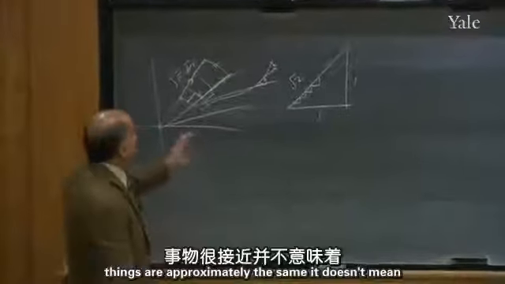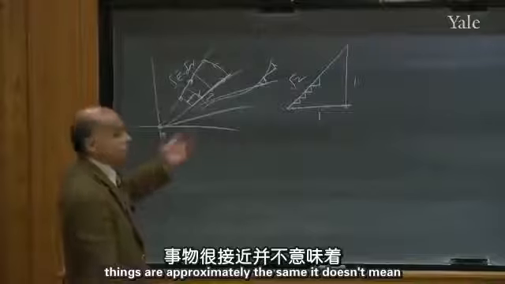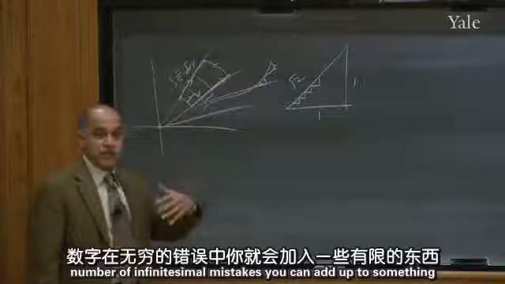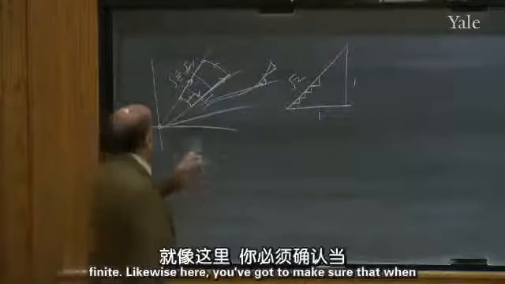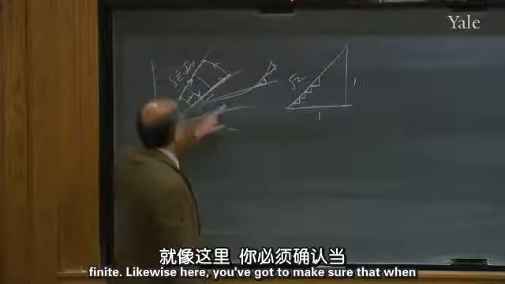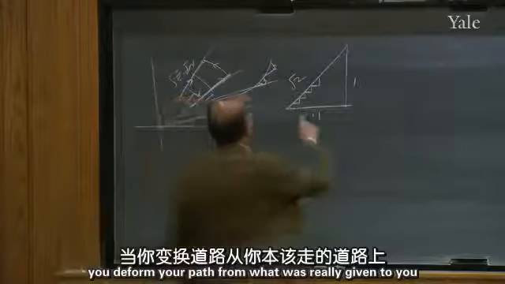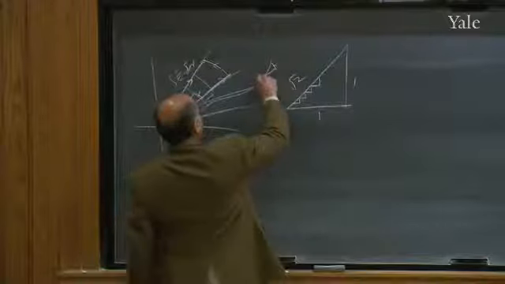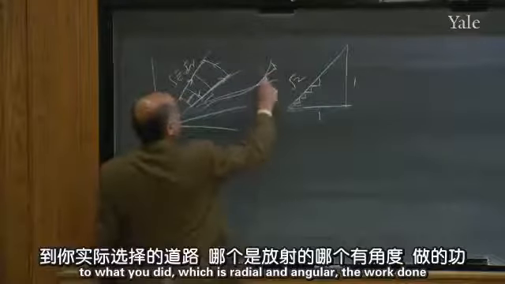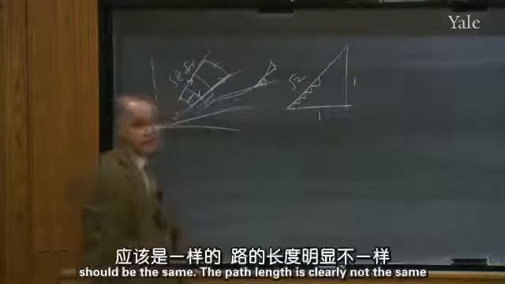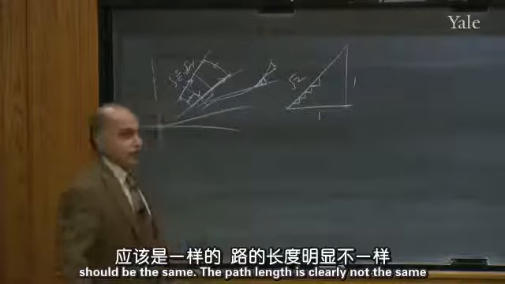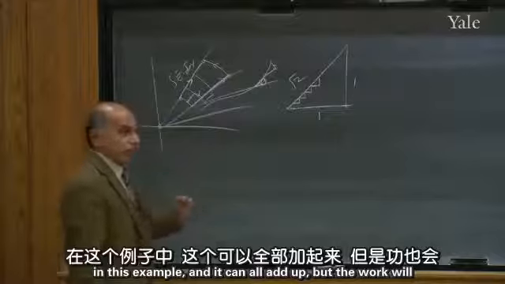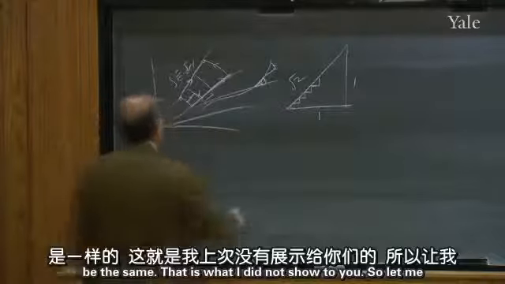So just because things are approximately the same doesn't mean the answer will be the same, because if you make an infinite number of infinitesimal mistakes, you can add up to something finite. Likewise here, you've got to make sure that when you deform your path from what was really given to you to what you did, which is radial and angular, the work done should be the same. The path length is clearly not the same in this example, and it can all add up, but the work will be the same. That's what I did not show to you.